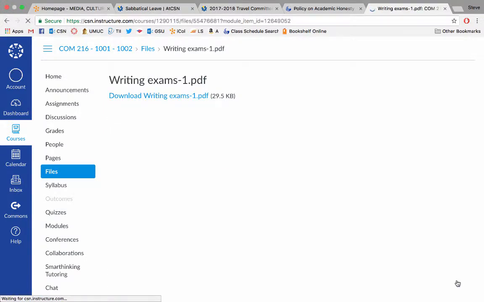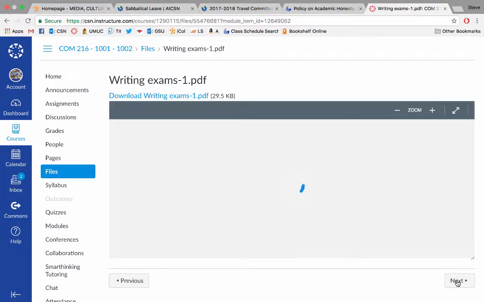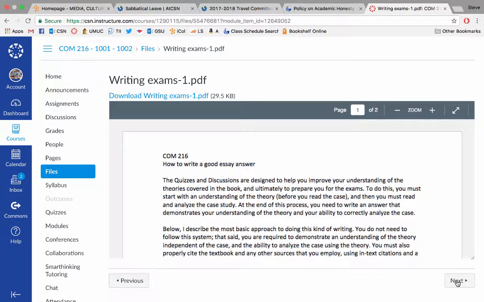But the next step in the order of the things we're looking at here is writing exams. And I put this after the reading suggestions because the quizzes and the discussions are sort of an intermediate step to get you ready for the exam. And I think understanding what the exam is going to require will help you think about the quizzes and discussions more strategically. As I've already said, this document starts out basically saying that you are going to prove that you understand the theories, and you're going to try to prove that you can use the theory to analyze the case. That's the point of the exams.